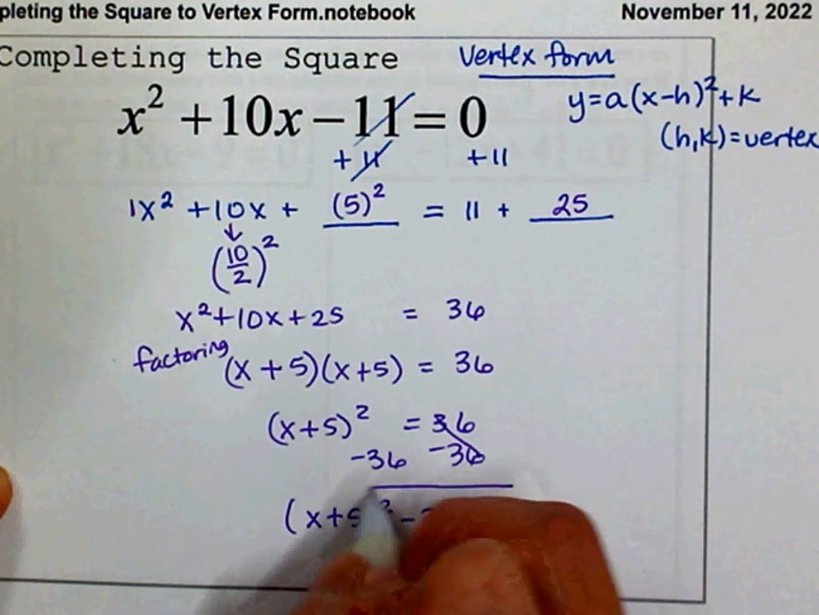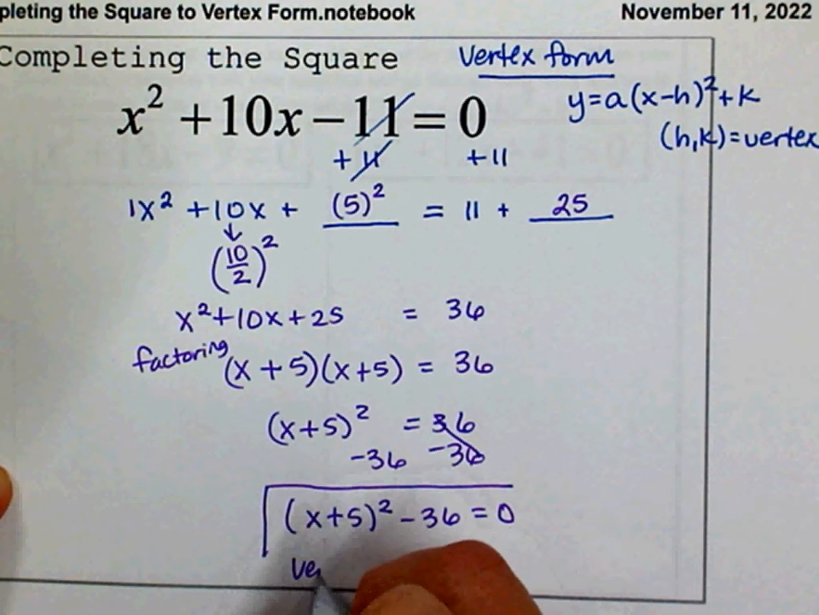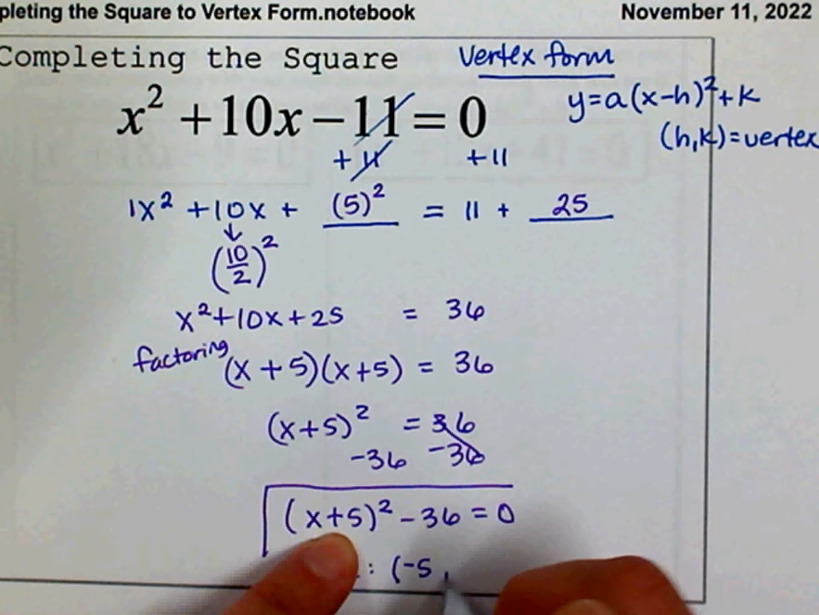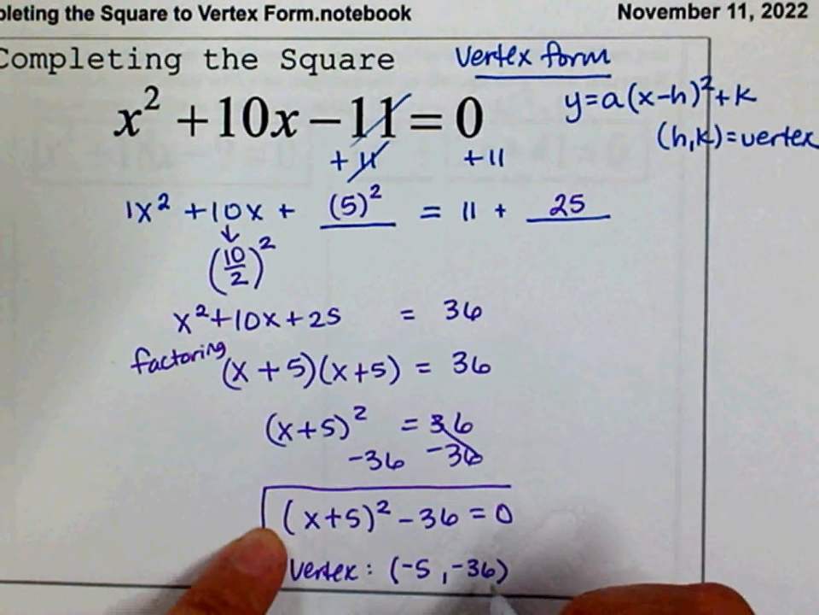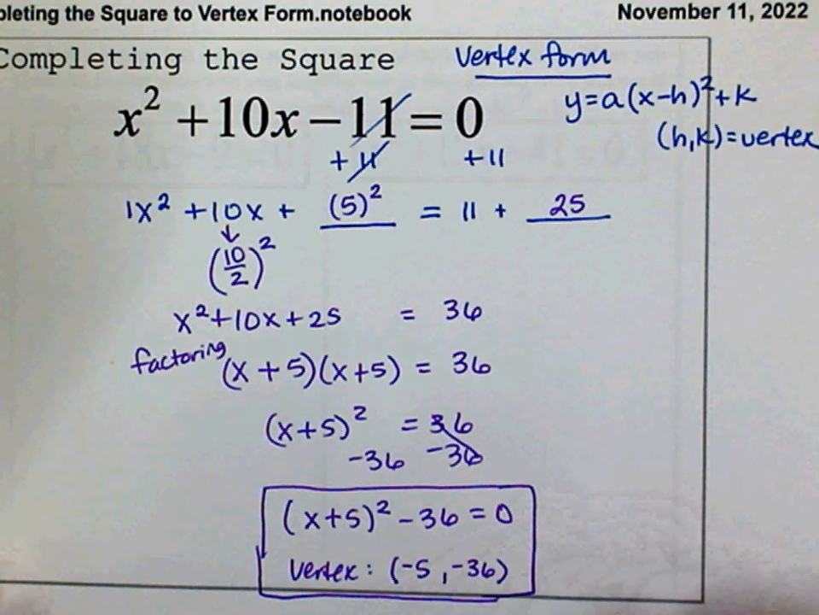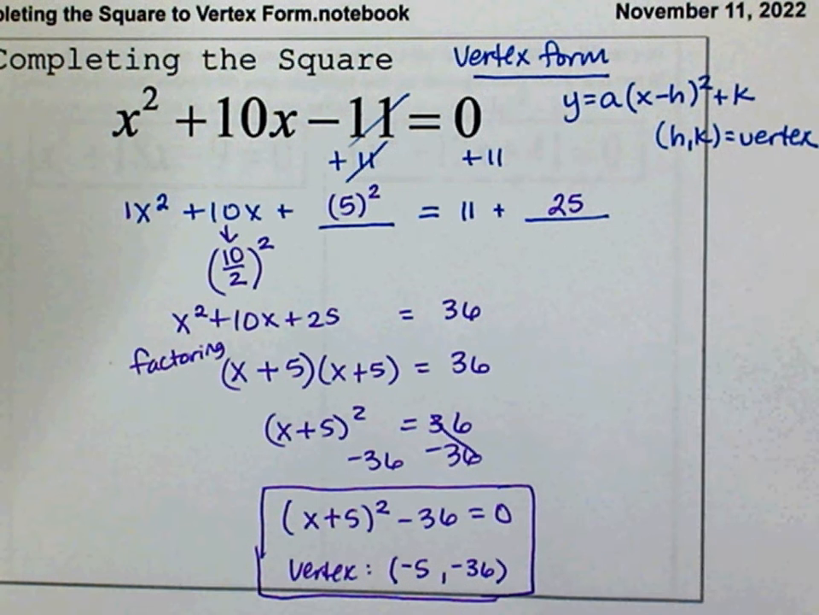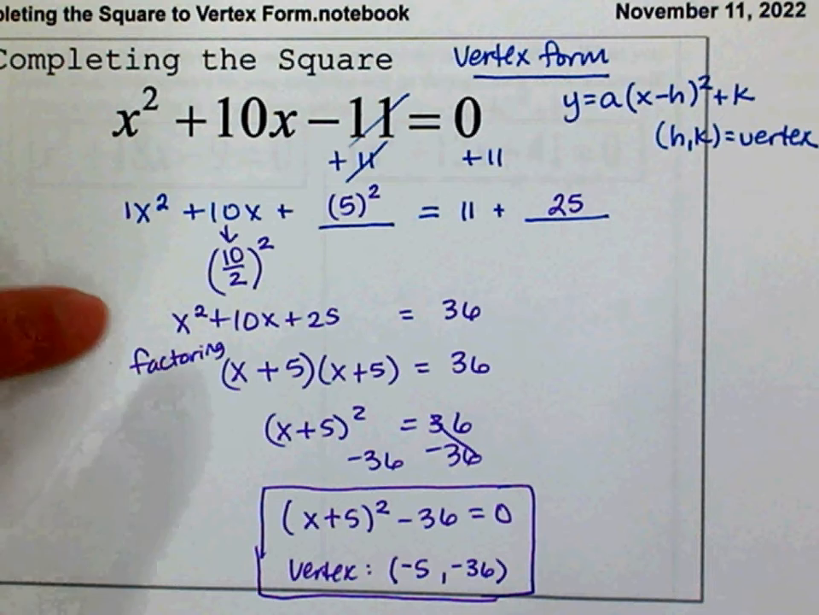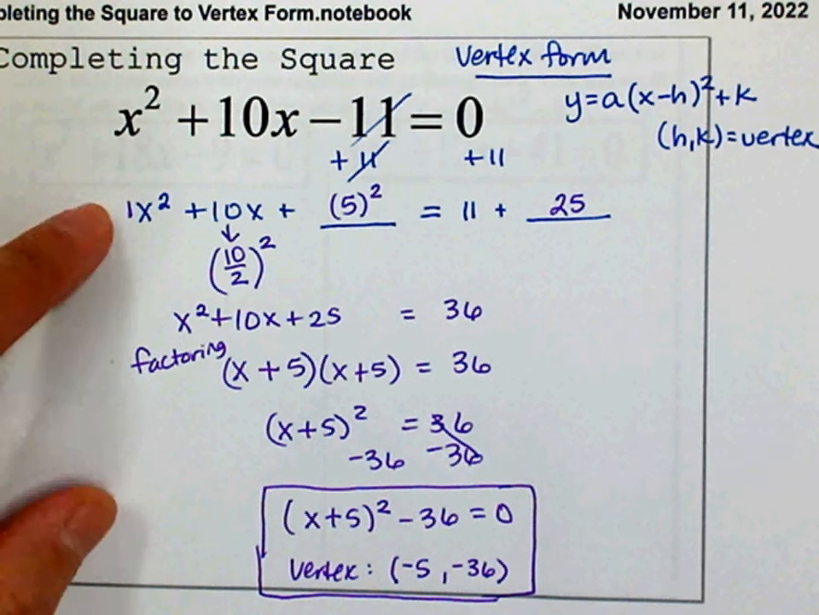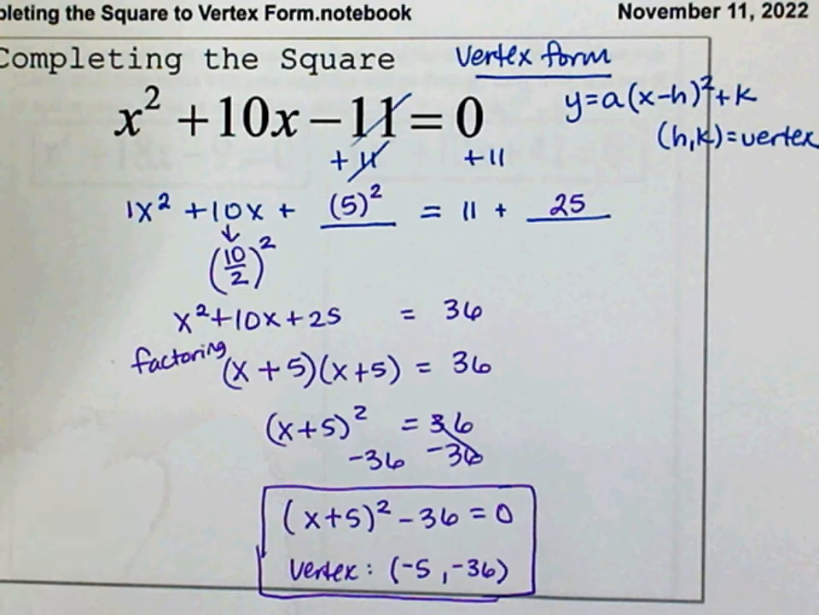What is your vertex, by the way? Negative 5, opposite, negative 36, and a is 1. And there you have your vertex form. All right, so on the next one I'm going to skip this part right here, and I'm going to go directly from this to right here, okay? All right, go ahead and write down the next example.